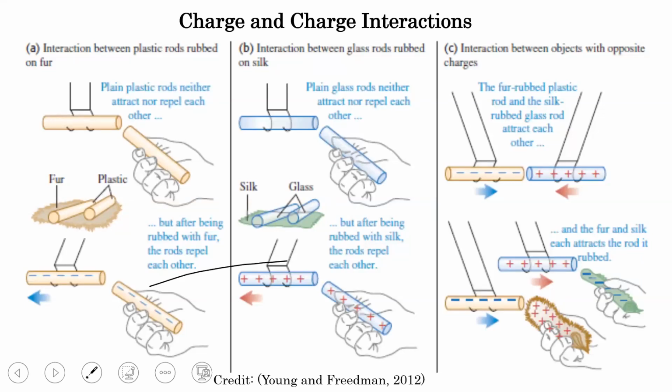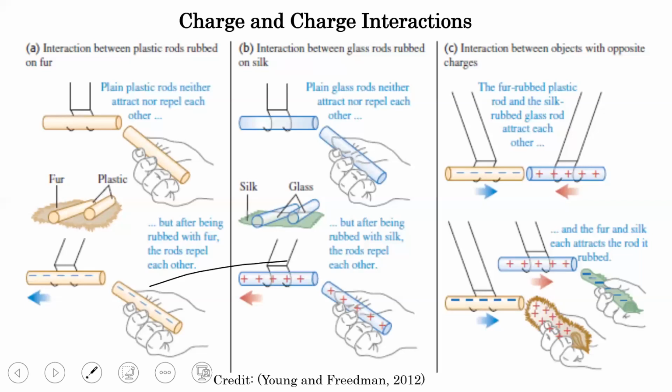But when you take the two glass rods and rub both of them with silk, the silk is also like a cloth. By using silk to rub glass rods, the silk material will take away some of the electrons on the glass rods.